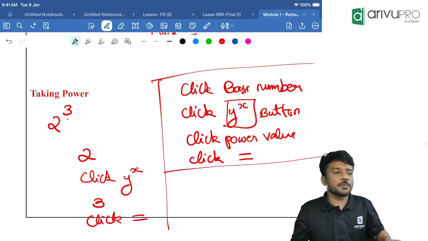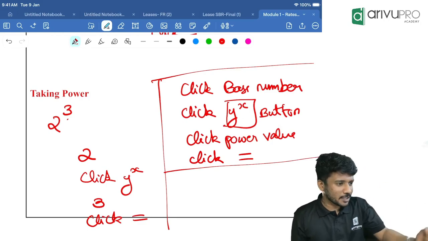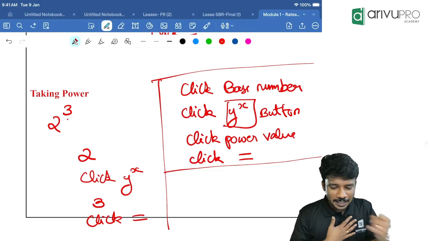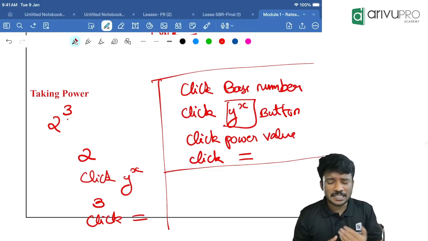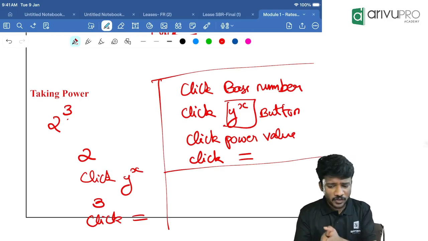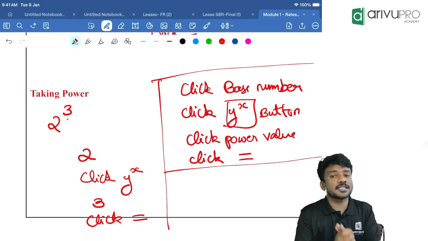People, very important topic, because throughout geometric mean, we will study geometric mean. That time we will require this, and many other portions are also there. In statistics also, many portions are there where we will use this basic function, the y raised to x button.